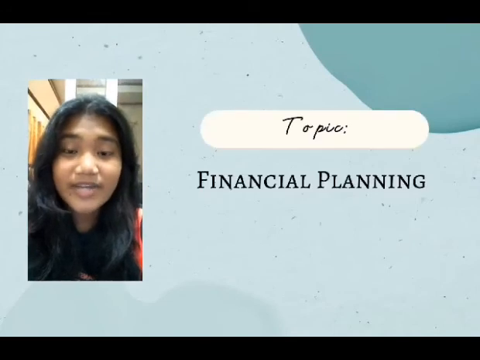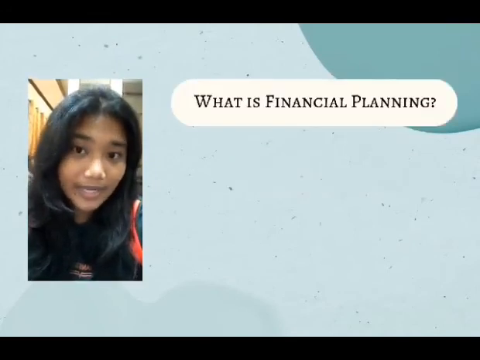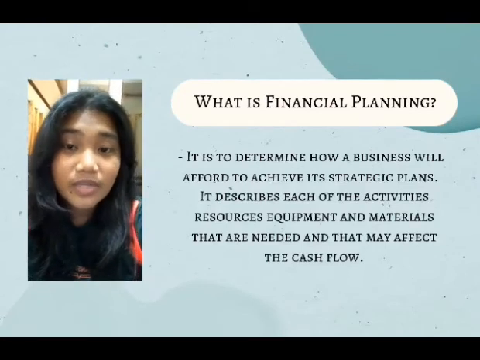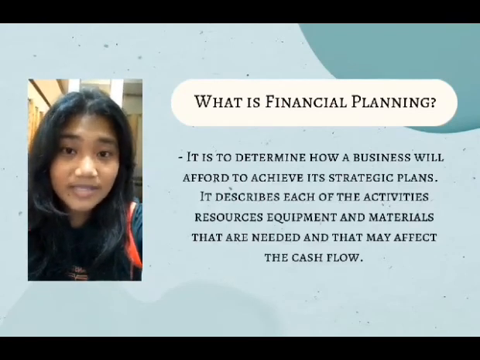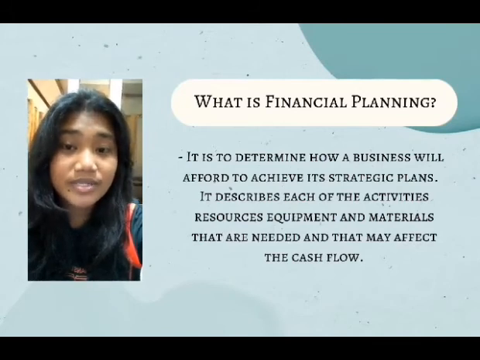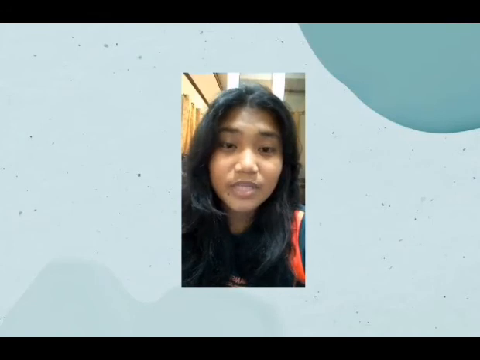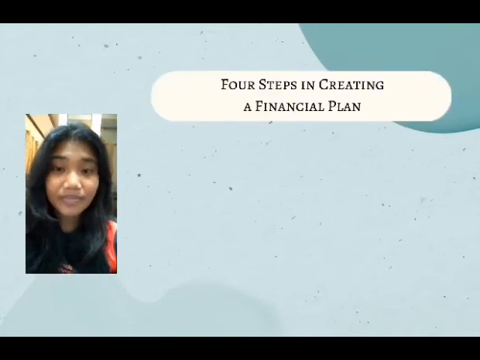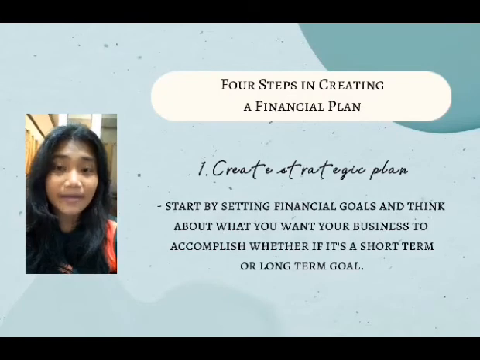So last is financial planning. What is financial planning? It is to determine how a company will afford to achieve its strategic plans. It describes each of the activities, resources, equipment, and materials that are needed and that may affect the cash flow. So this helps in ensuring a reasonable balance between outflow and inflow so that stability is maintained. There are 4 steps in creating a financial plan. First is to create a strategic plan. Start by setting financial goals and think about what you want your business to accomplish, whether it's a short-term or long-term goal.